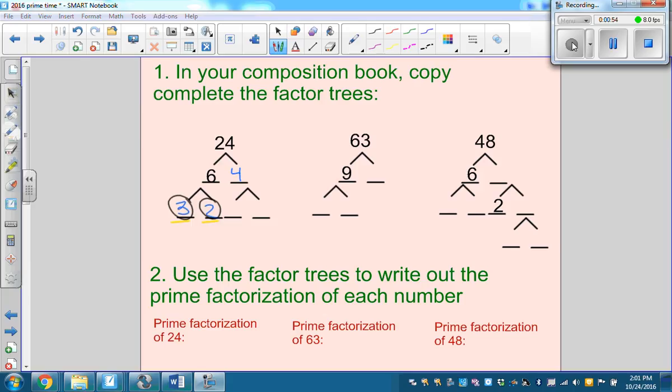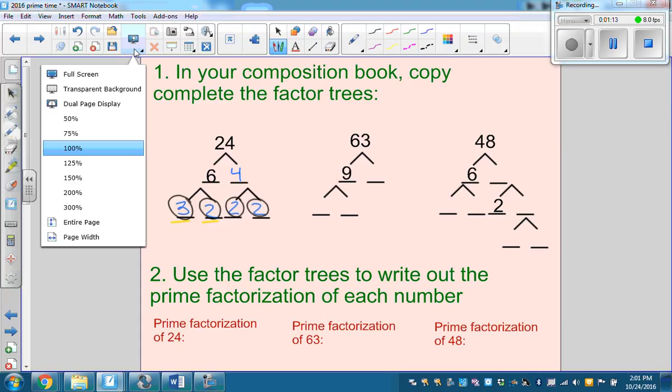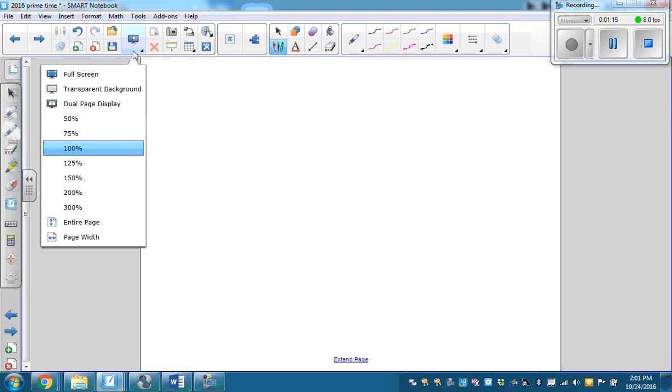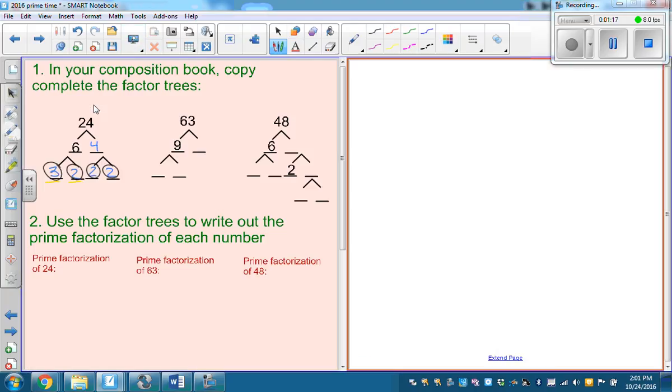So under the 4, Hayden, what 2 numbers multiply to give me 4? 2 and 2. So those are prime numbers, so I circle them. Once the bottom of my tree has all prime numbers, I know I'm finished. And for right now, this is just like a little puzzle for you. We aren't really talking about the application yet.